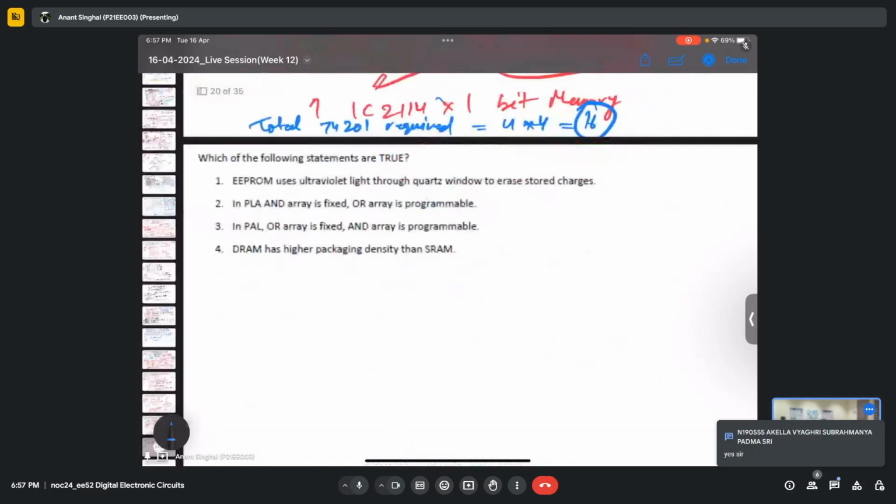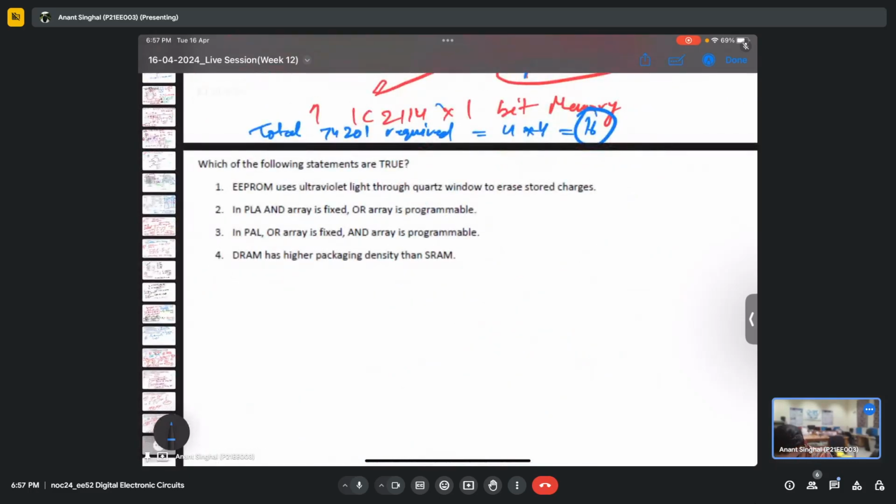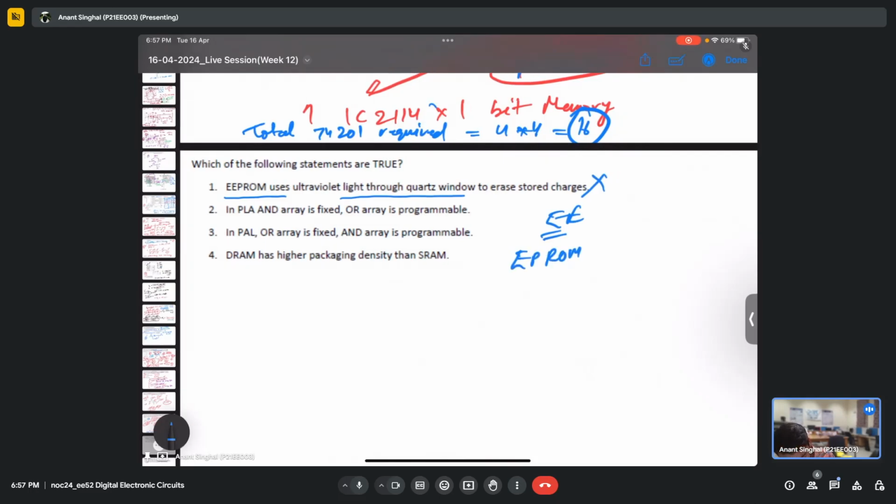So again, the next question is theoretical. So let me do it out. It says EEPROM uses ultraviolet light. So this is wrong. EEPROM is electrical ROM and EPROM is UV ROM. So this statement is wrong. In PLA, AND array is fixed and OR array is programmable, so this is again wrong. PLA we have already covered. Both are programmable.